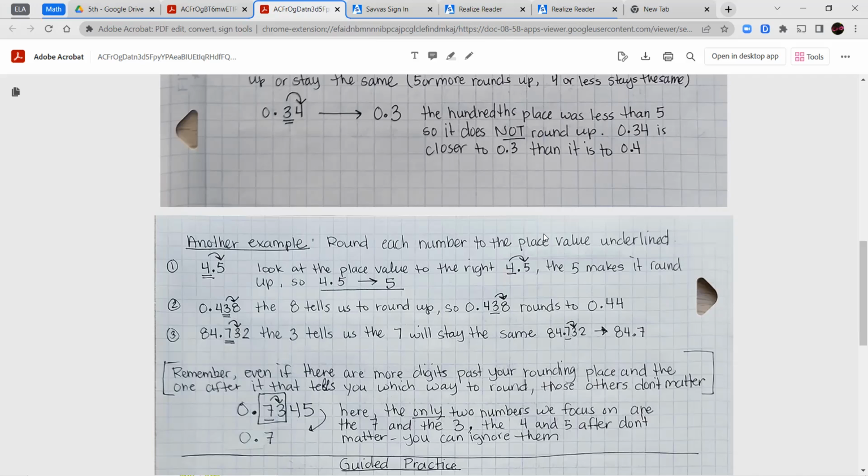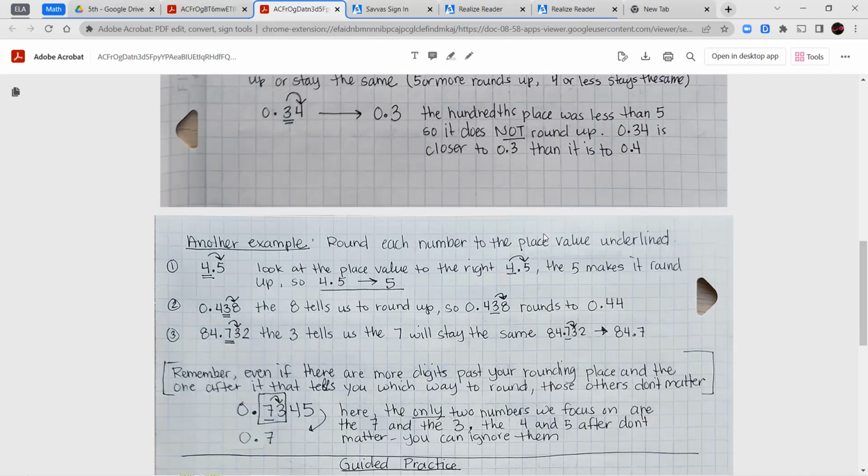In order to decide which way I'm going to round, I need to look at the place value to the right. So the place value to the right is that 5 that's in the tenths place. Now we know that 5 and up will round up. So what I need to do here is that 4 is going to round up to a 5, and I can zero out and drop everything that comes after it. So 4 and 5/10 is closer to 5.